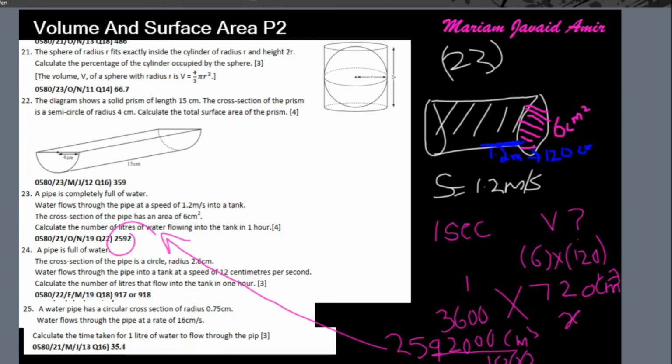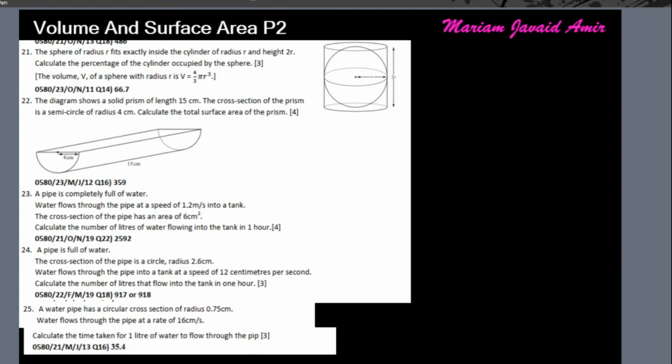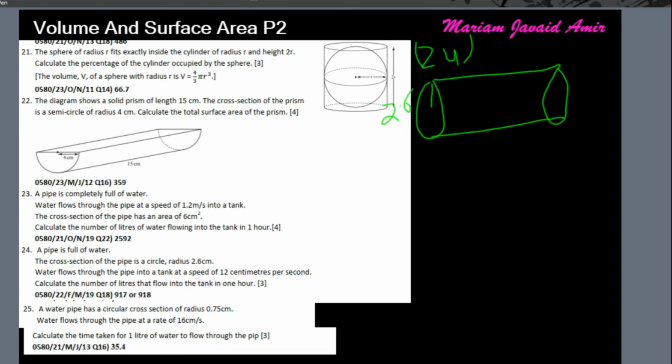Okay. Question 24 is more or less the same. A pipe is full of water. The cross section of the pipe is a circle of radius 2.6. So we have a pipe whose radius is 2.6, and the unit is centimeters. Water flows through the pipe into a tank at a speed of 12 centimeters per second. So the length covered by water is 12 centimeters in 1 second. So let's find the volume in 1 second now.